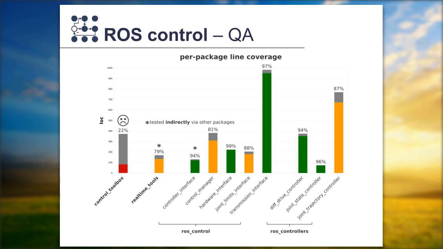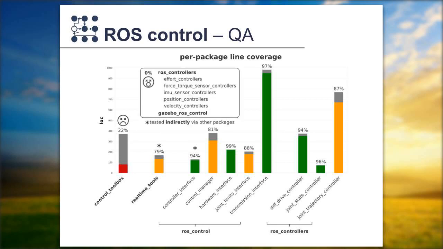But well, every project has its own dirty little secrets, so I'm going to show you ours. I was actually in this graph not showing every single package. There are actually 6 additional packages that have absolutely zero coverage, and they're mentioned here. It's basically 5 controllers and the gazebo bindings.